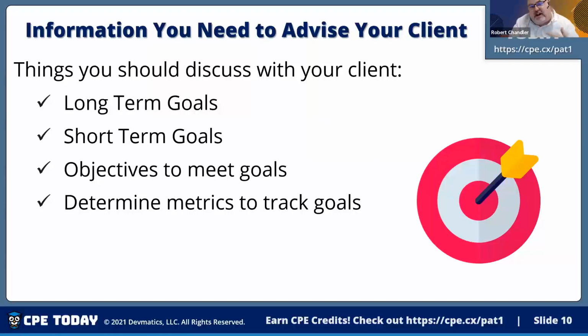Another good question is, if you could change one thing, what would it be? I mean, just think about that. If you had that conversation with your client on a monthly basis or quarterly basis, just think of the success that the business would have. Really getting down those objectives is very, very important, because once you get all these items down, then you can start to determine the metrics that you need to track the goals.